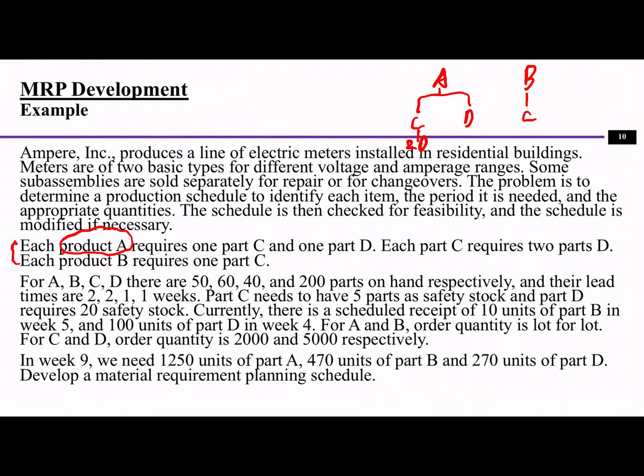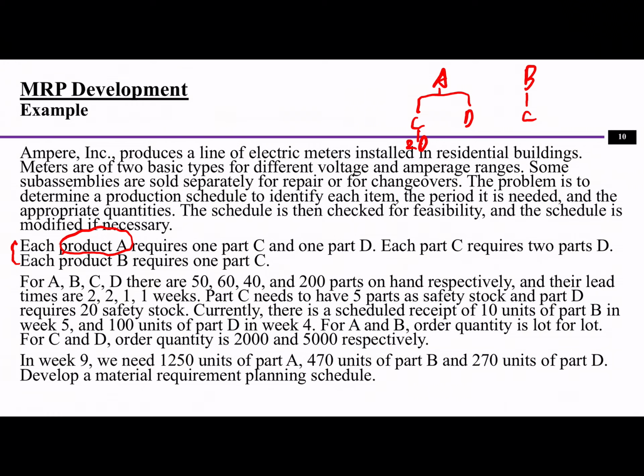Currently, there is a scheduled receipt of 10 units of part B in week 5 and 100 units of part D in week 4. And for A and B, order quantity is lot for lot. And for C and D, order quantity is 2,000 and 5,000 respectively.